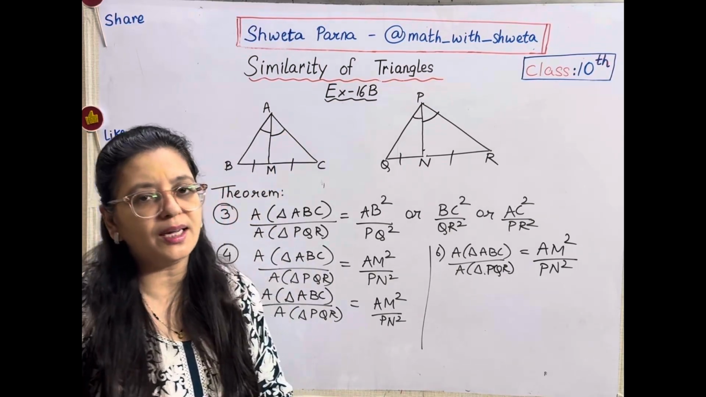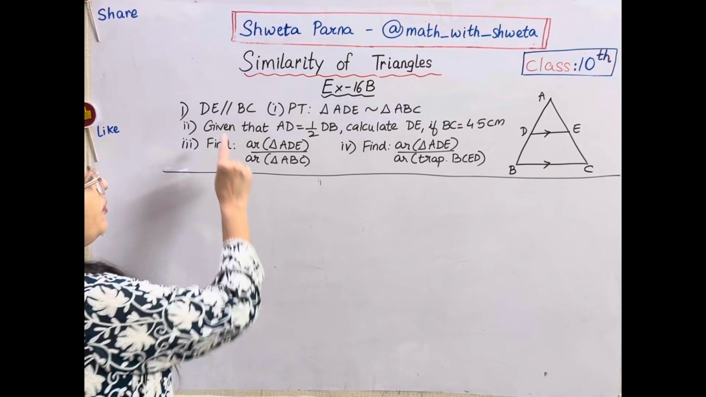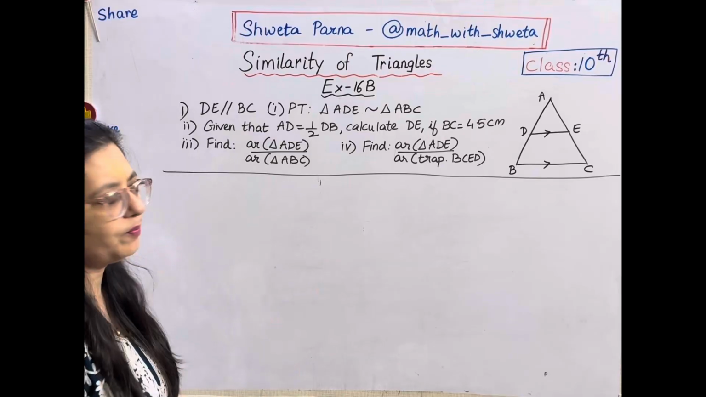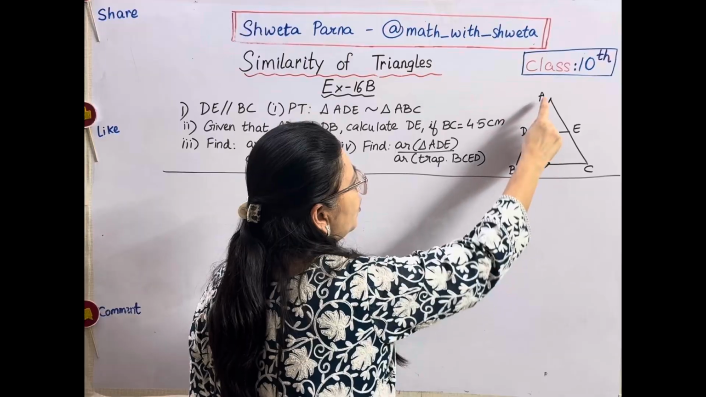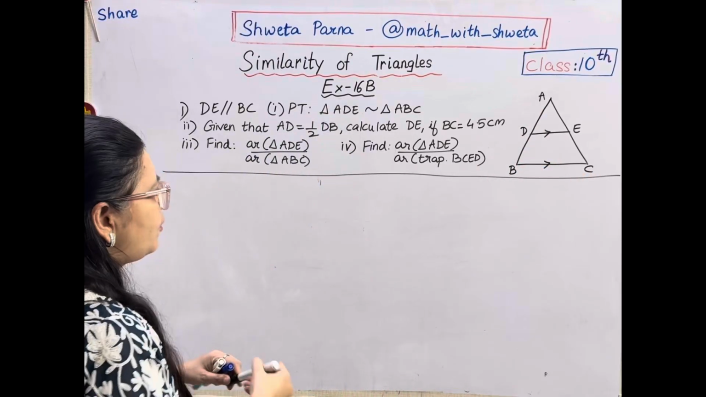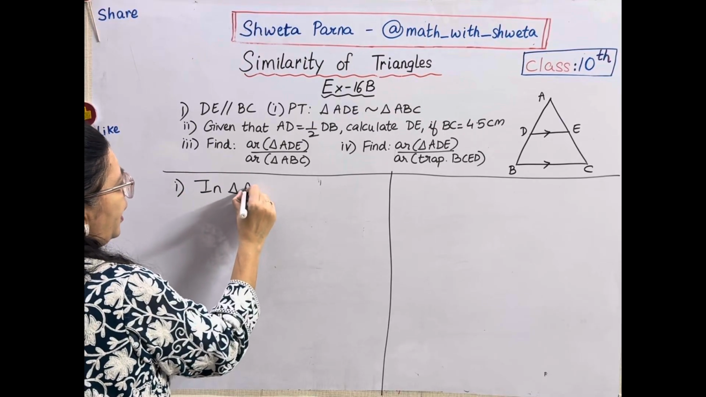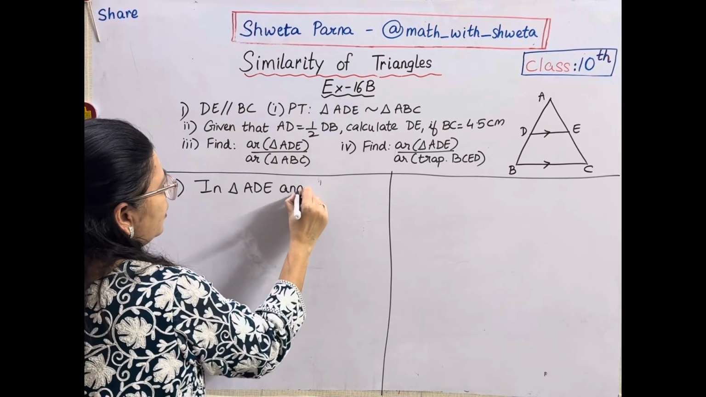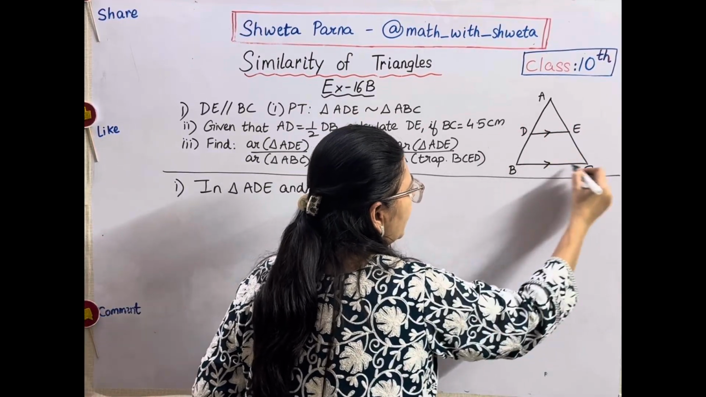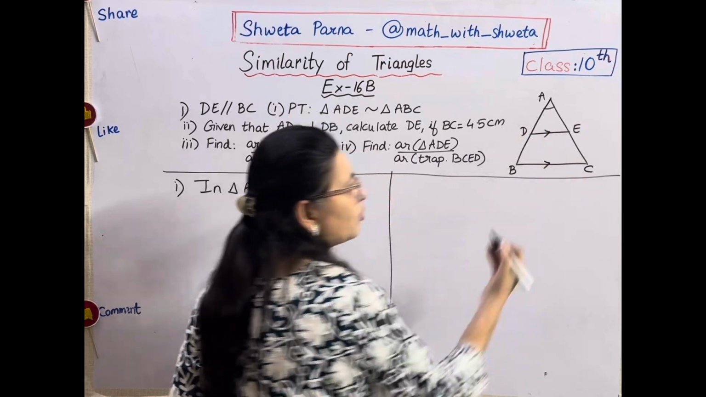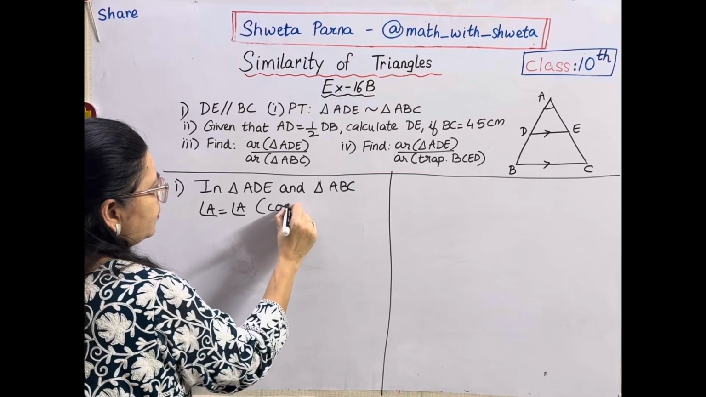Come on, let's start with exercise 16b. Let's read the first question. It's given that DE is parallel to BC. I have to prove that triangle ADE is similar to triangle ABC. Let's prove that. First part. In triangle ADE and triangle ABC, a smaller triangle and a bigger triangle, what is common? Angle A is common. So you will first write angle A is equal to angle A, common angle.